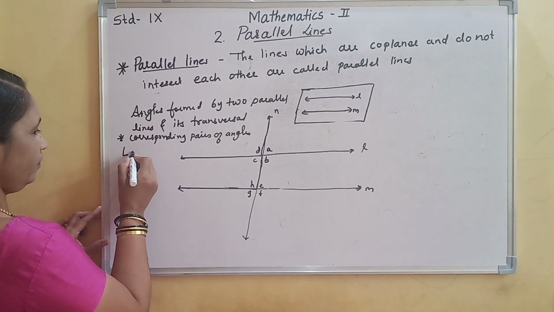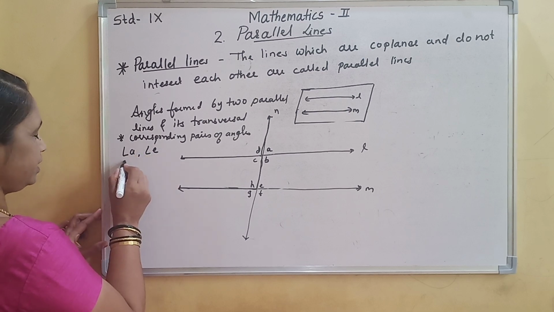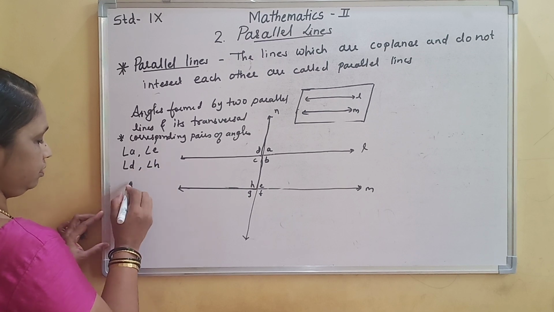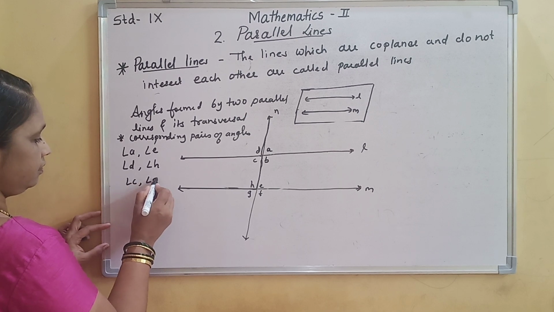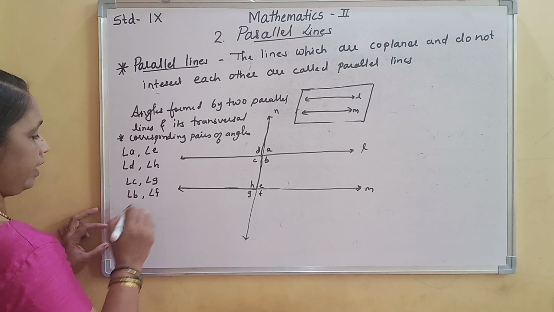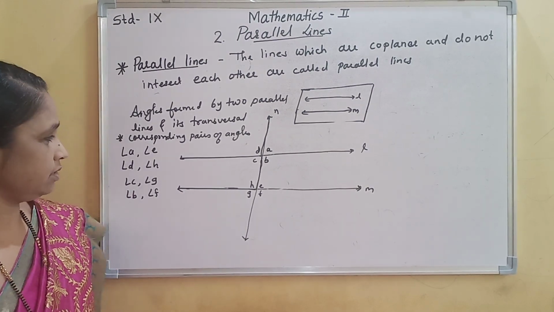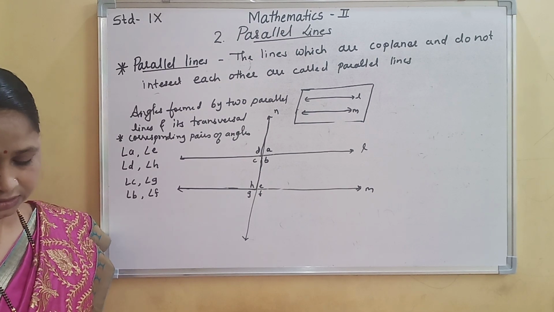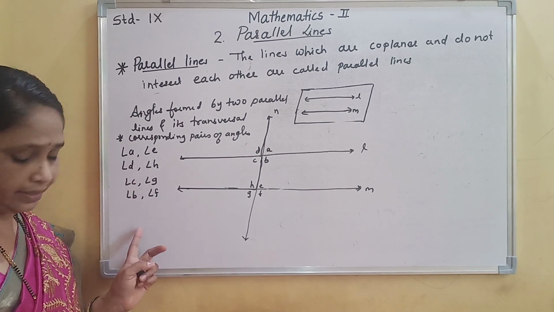So the corresponding pairs of angles are angle A and angle E, angle D and angle H, angle C and angle G, and angle B and angle F. These are the corresponding pairs of angles. Here it is given as an activity, pairs of corresponding angles. There you have to write this.